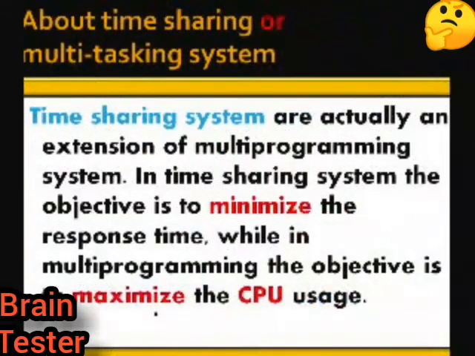Next slide is about time sharing and multitasking. Time sharing systems are actually an extension of multiprogramming systems. In a time sharing system, the objective is to minimize the response time, while in multiprogramming the objective is to maximize CPU usage.